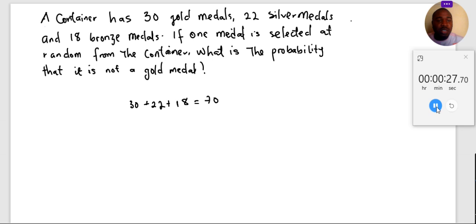One way to do this is to check the probability of obtaining a gold, which is 30, the possible outcomes of getting gold, upon 70, which is the total number. If you do this, you get 3/7. So for not gold, you just take 1 minus 3/7, which gives you (7 minus 3) upon 7, which is just 4/7.